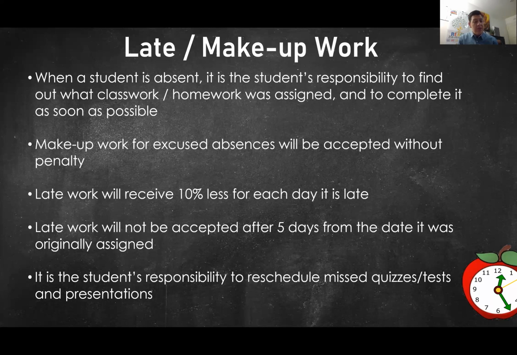However, if a student is present all of the time and is not completing assignments on time, there is a 10% loss for each day that it is late. I think this is quite fair. I know I've seen where some teachers just don't take any late work, right? So I'm not that teacher. I do take late work, but it will receive 10% less for each day that it is late. I think this is fair for everyone involved.